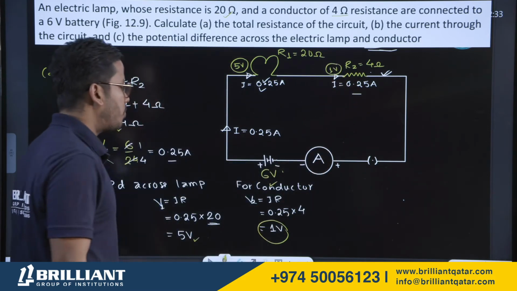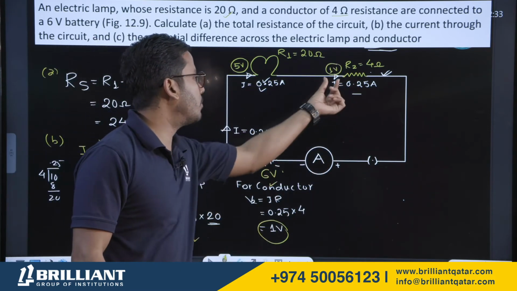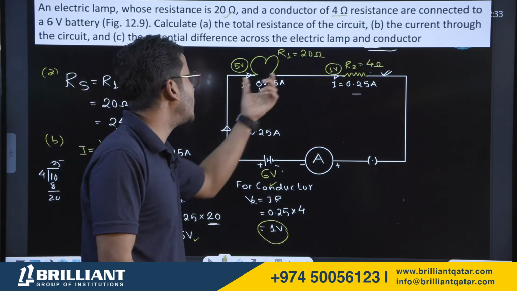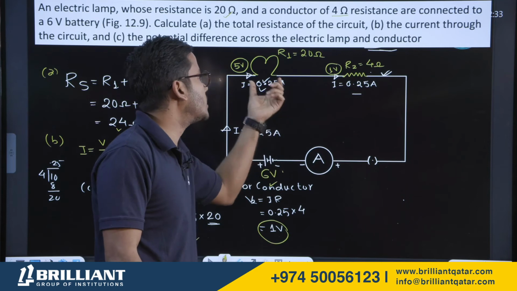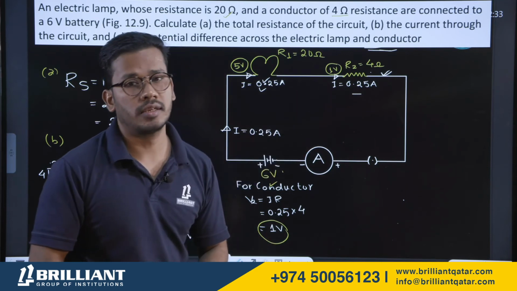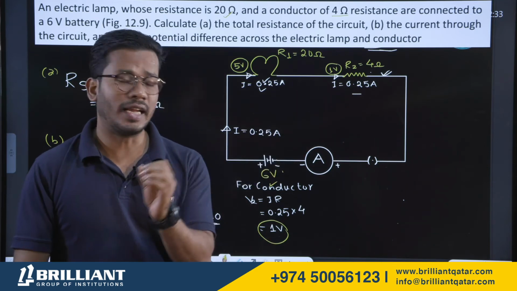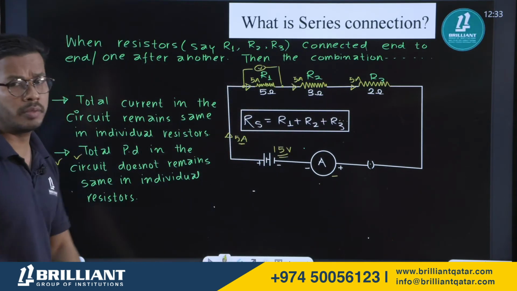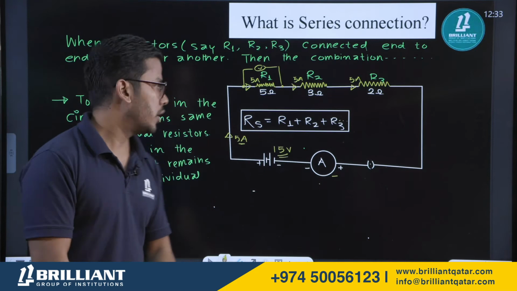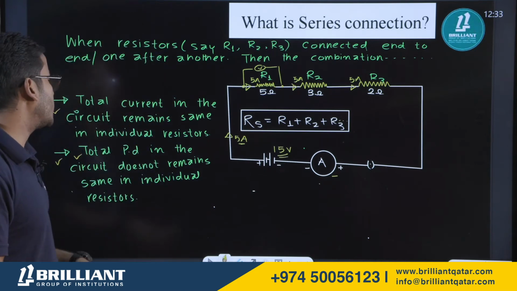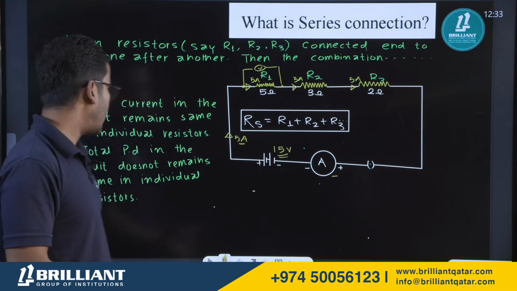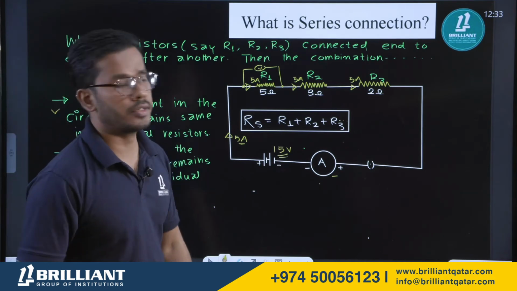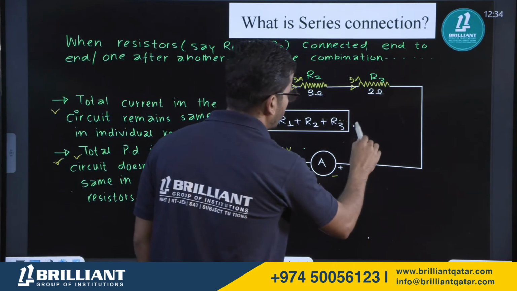Tell me, sir, is the potential difference remaining the same? No, it is not remaining the same. Is the current remaining the same? The total current is remaining the same in the resistors. You're going to tell me, yes, sir. So I guess you got a very clear picture of this statement now, numerically, which you do by using an ammeter and voltmeter: the total current in the circuit remains the same in individual resistors and the total PD in the circuit does not remain the same in individual resistors. All right, now let me have a look at how to derive this.